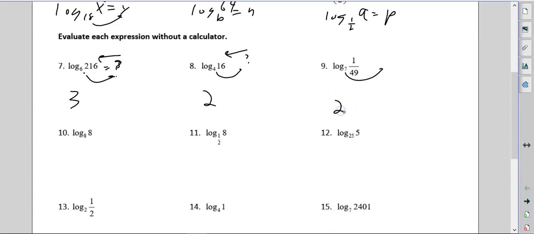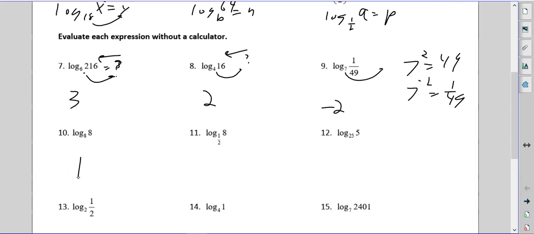7 squared is 49. To put it in the bottom, the denominator, we just make it -2. So 7 squared equals 49. 7 to the -2 equals 1/49. Just focus on the big numbers. 8 to what gives you 8? 8 to the first power itself.